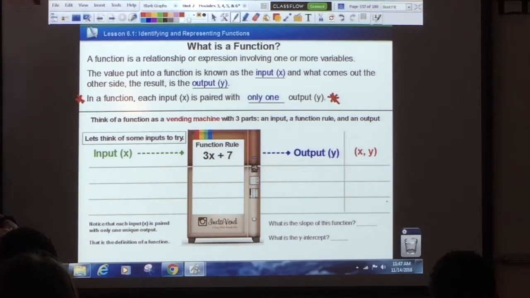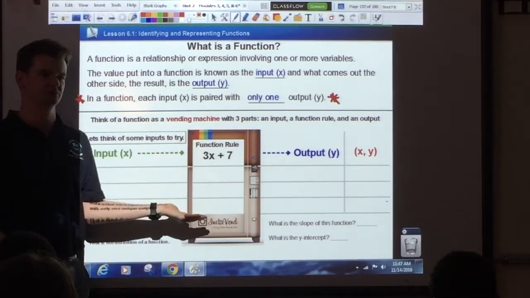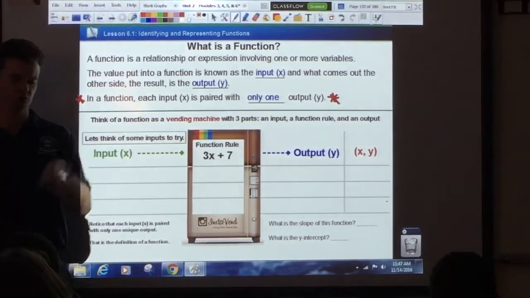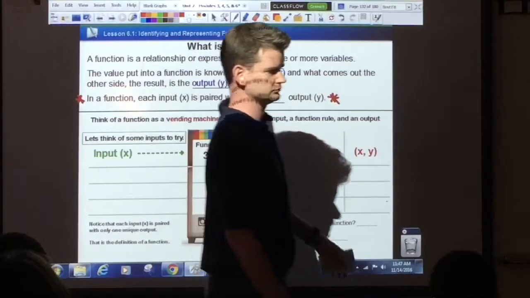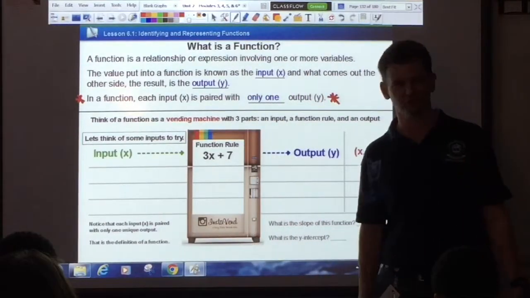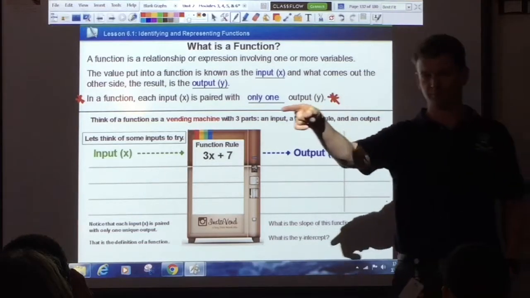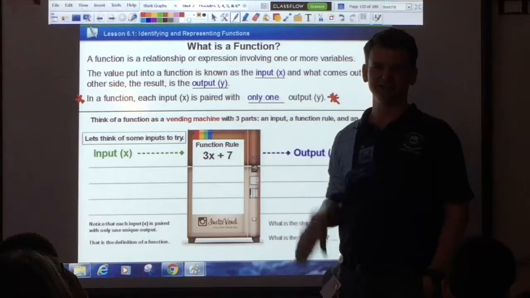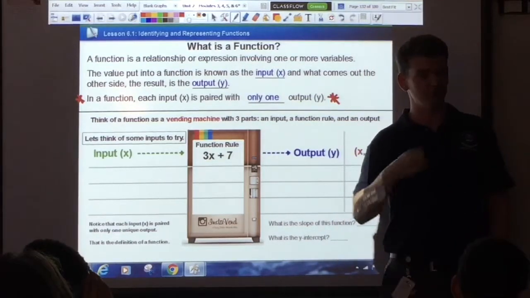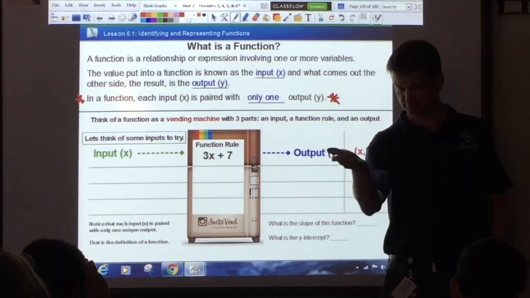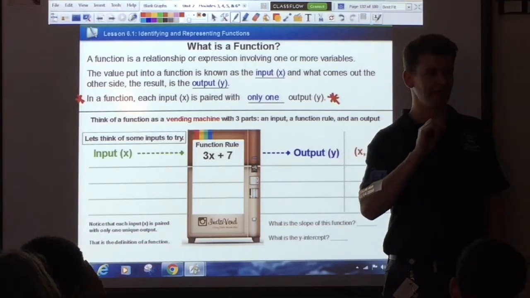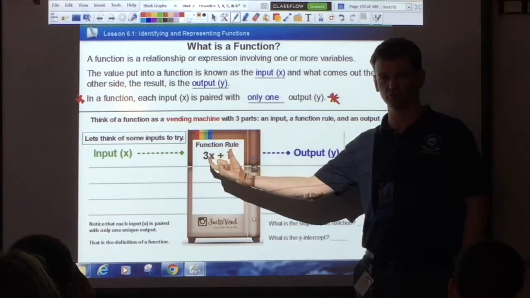Anyway, I want you to think of a function as a vending machine. You go up to a vending machine. You look at it. You see something delicious. You decide you'd like to purchase it. So what do you do then? You put something in. You put in the dollar. That would be your input. Then you press E3. That is technically your function rule.